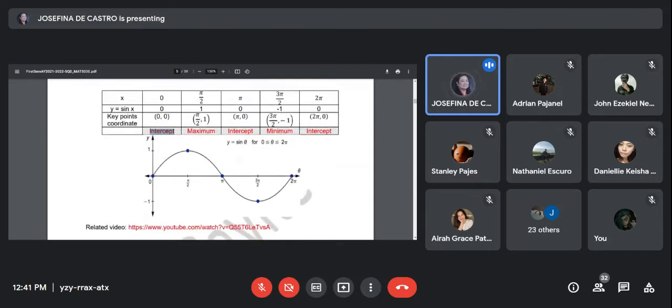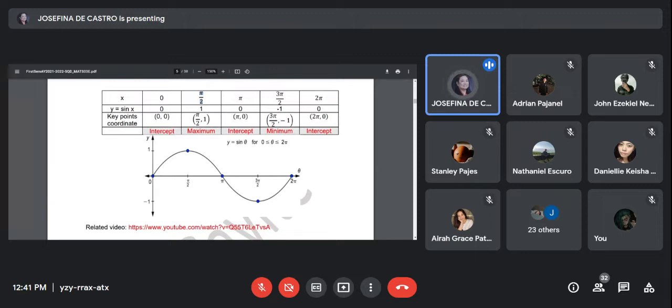Yan. We always start for sine sa 0. Okay? So, if x is equal to 0, y is equal to 0. If x is equal to 90 degrees, y is equal to 1. Sin 90, yun ang value ng y. Sin 180, yun ang value ng y. Sin 270, yun ang value ng y. So, 0, 1, 0, negative 1, 0.